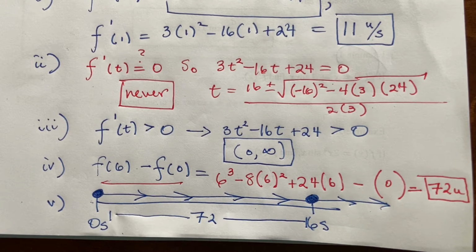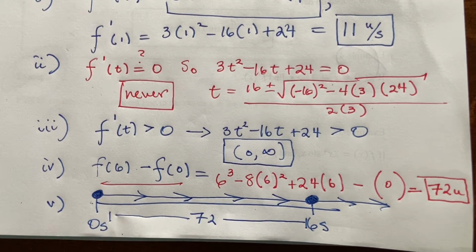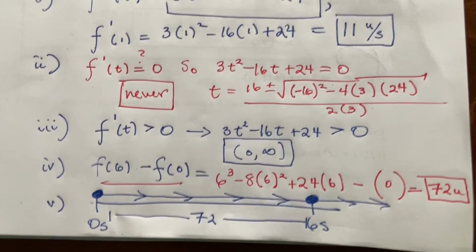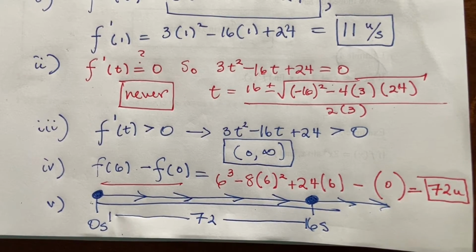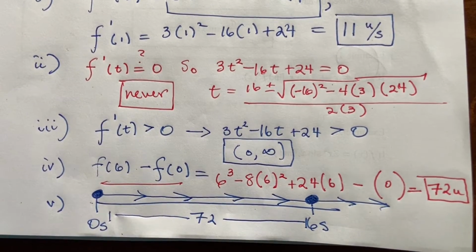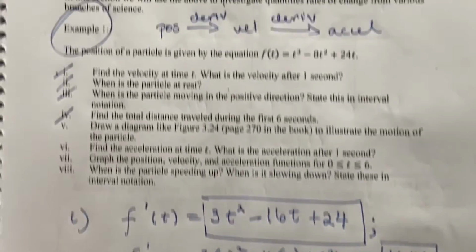All right, so on to part 6. It looks like I'm running out of paper. 1 second. So part 6, it says find the acceleration at time t. So similar to part 1, actually.